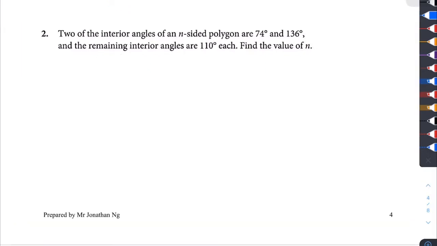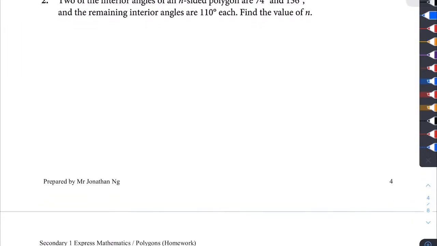We have 2 of the interior angles of an n-sided polygon, 74 and 136. The remaining angles are 110 each. Find the value of n. For a polygon, usually we have an n-sided polygon. So now we have an unknown. N-sided polygon means that they have n sides. And how many interior angles do we have? We have n amount of interior angles.